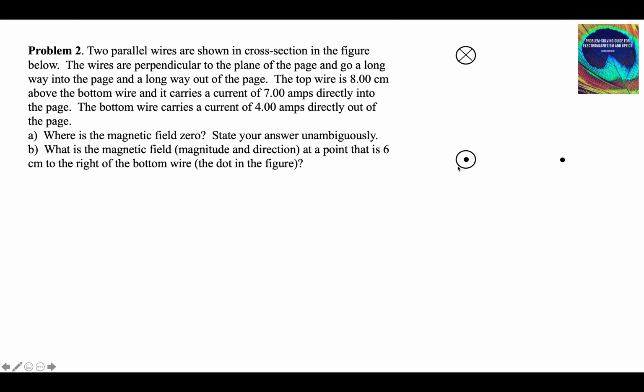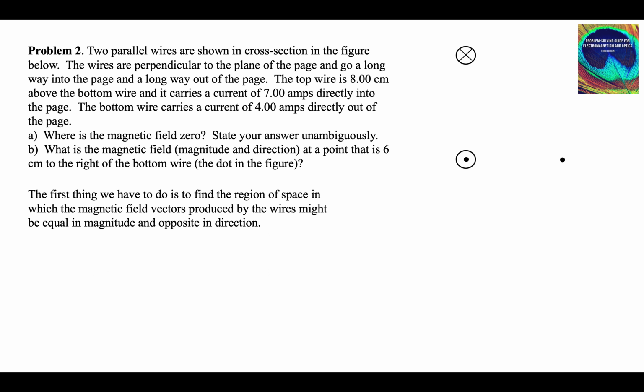The top wire is 8 centimeters above the bottom wire. The top wire carries 7 amps into the page, hence this X notation for into the page. The bottom wire carries 4 amps out of the page, hence this notation for out of the page. Part A, where is the magnetic field 0? Okay, let's think about this before we go on to Part B.